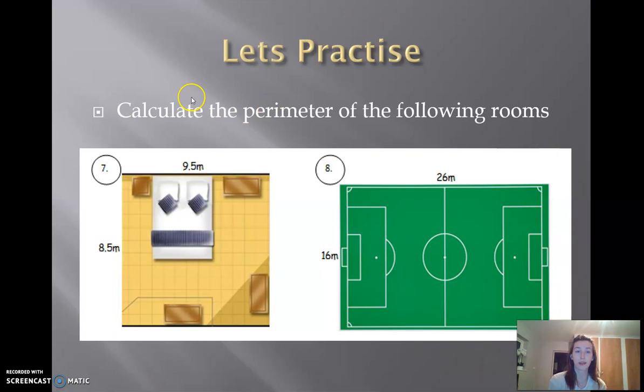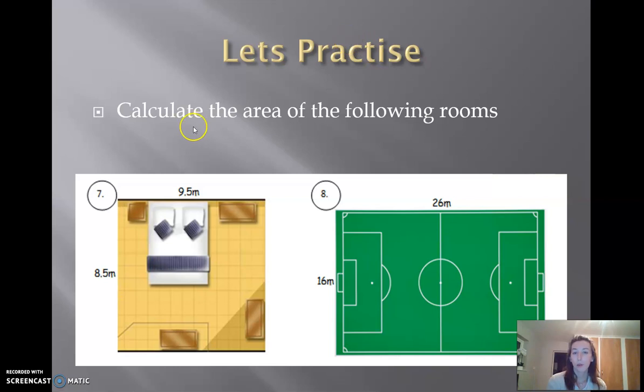So let's just have a practice. We're going to calculate the perimeter of the following rooms. You have a bedroom here, its length is 9.5 meters and its width is 8.5 meters. And also you have a pitch here, it's kind of like the AstroTurf up in McCormick, and you're going to be calculating the perimeter of the following. Pause the video and take a second to do that. I'm going to put the answer up now. So we've got 36 meters and 84 meters.